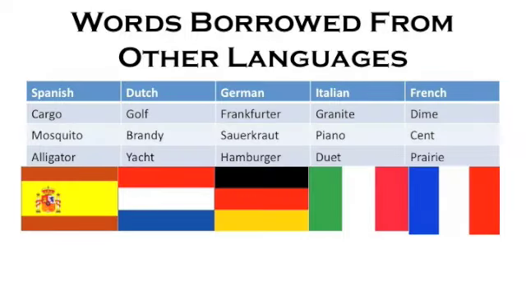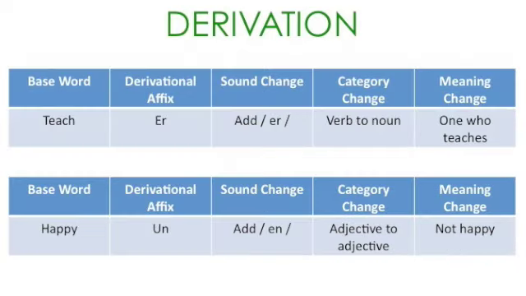Many words in the English language are borrowed from other languages. This table illustrates words originally from the Spanish, Dutch, German, Italian, and French languages, which are now regular parts of the English language. Everyday words such as golf, piano, dime, and mosquito are all from other languages. While the previous examples are all good ways for new words to enter the English language, one of the richest sources of new words is the morphological process of derivation. These two charts illustrate that process. Pay close attention to the meaning change in the very last column on each chart.